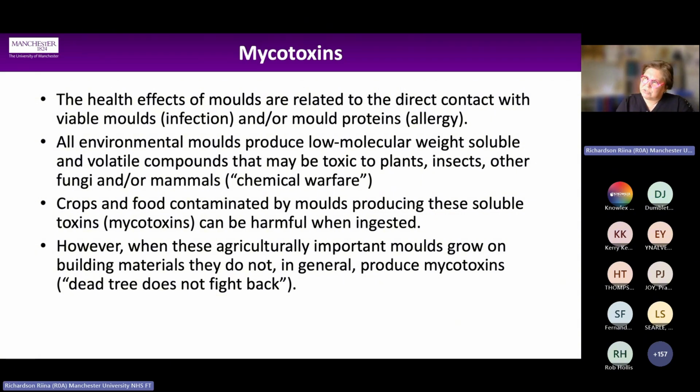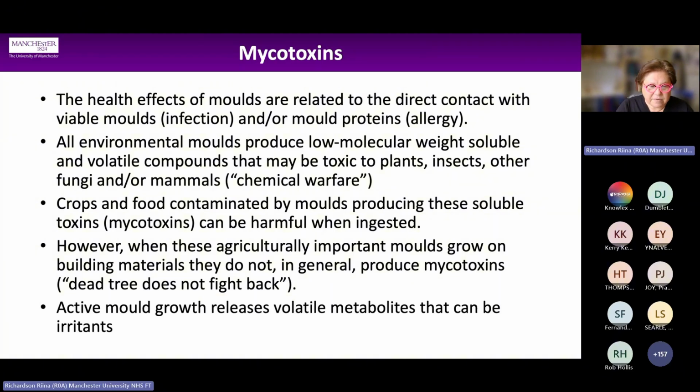But it's really important to keep perspective on this: when these agriculturally important molds, or otherwise the environmental molds, grow on building materials, like they occasionally do, they don't in general produce mycotoxins. So there is no need for them to carry on that chemical warfare, because that tree does not fight back. So they have won already. So there is far less production of mycotoxin on building materials compared to what happens in nature.